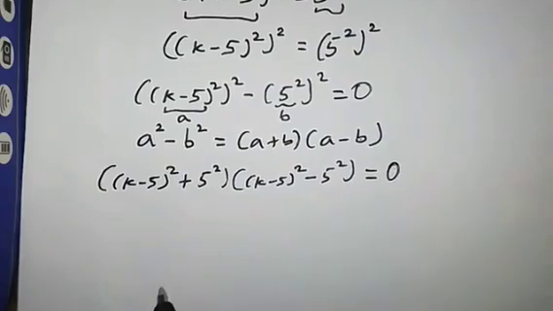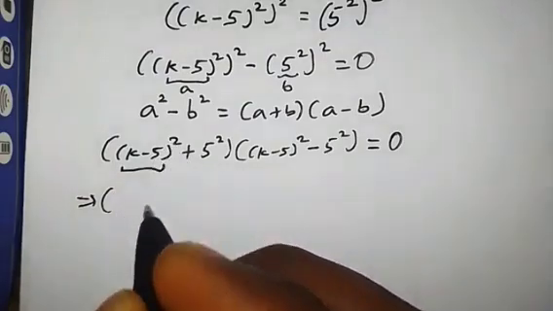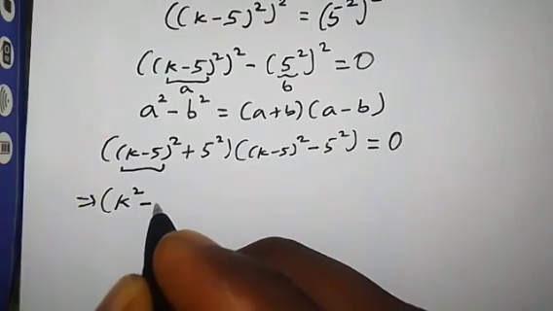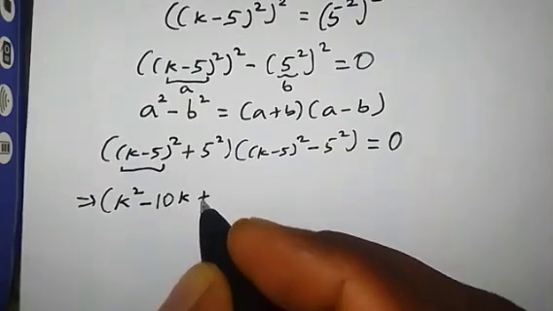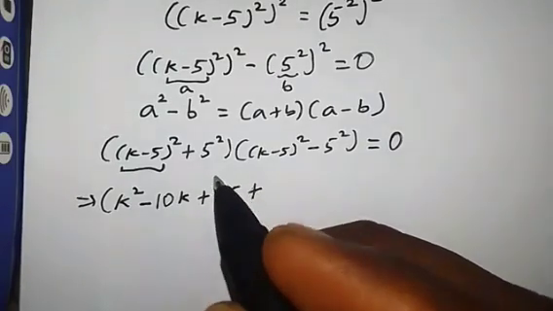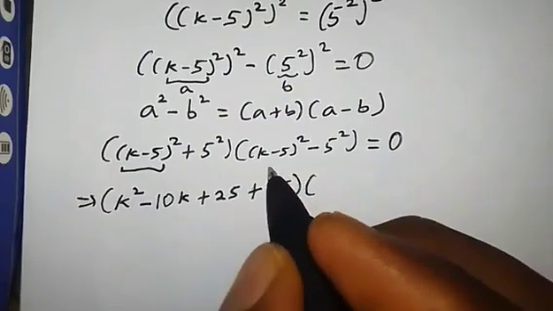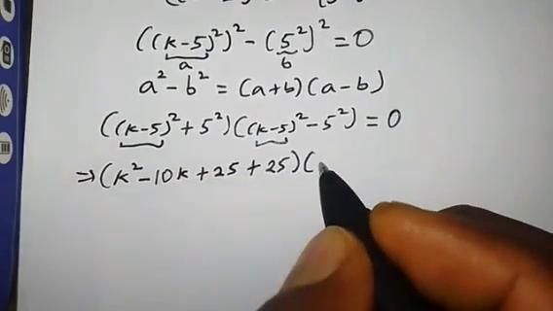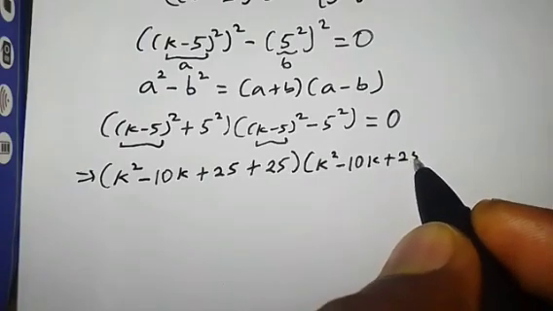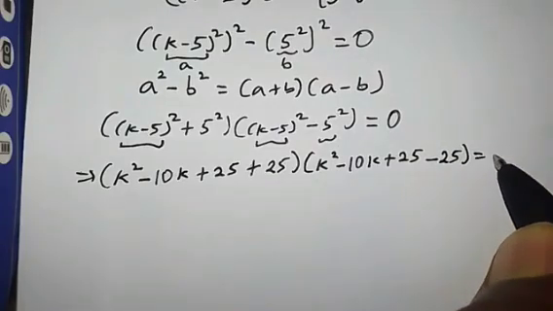Let's continue. This means that if you expand (k minus 5) all squared very well, we have k squared minus 10k plus 25, plus 5 squared, that is simply 25 also, times, expanding this also very well, we have k squared minus 10k plus 25 minus 5 squared, that is simply 25, equal to 0.